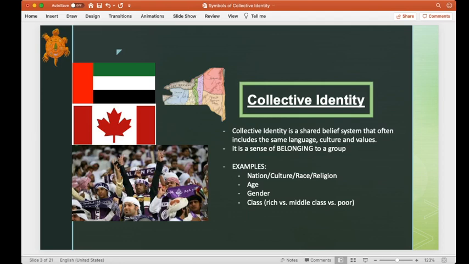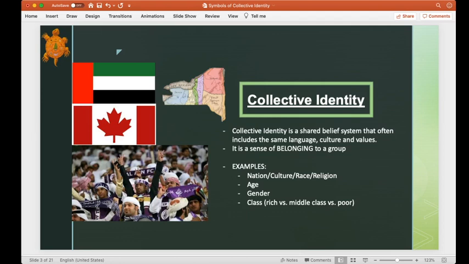So what we're going to do is talk about symbols that define the collective identity of the Iroquois people. They show us who they were. We have a couple of images and we'll talk about more, but maybe, for instance, having a sports team is a big part of a collective identity, right?